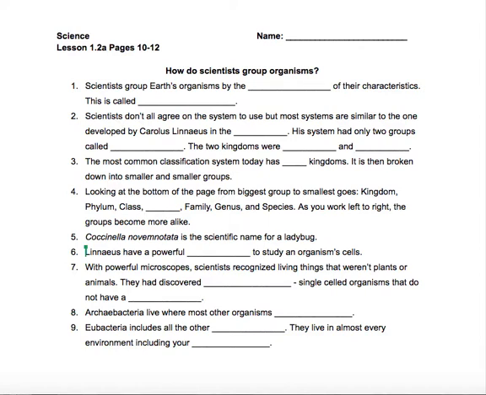Then the last paragraph in that section says, many scientists put organisms into 6 kingdoms. Kingdom number 1 in this book says, kingdom Archaeobacteria include bacteria that live where most other organisms cannot. It lives in water that has a lot of salt or is very hot. So I wrote down Archaeobacteria live where most other organisms can't.